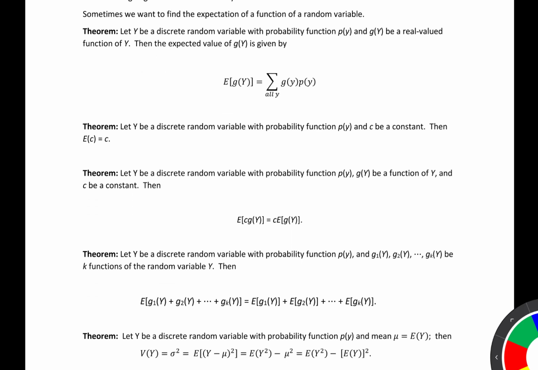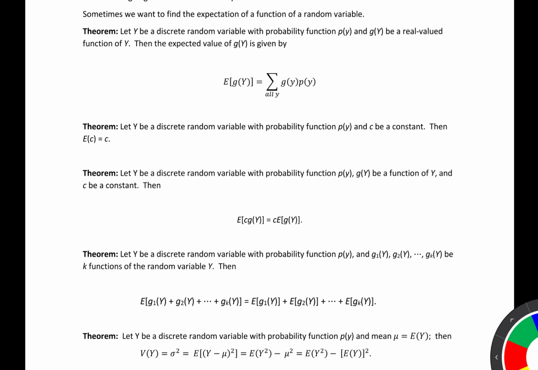Let y be a discrete random variable with probability function p of y and c be a constant. Then the expected value of the constant is always equal to the constant, and that will always hold. And the reason for that is a constant is not random. So you can't take the expected value of it. It's just the value that it is.